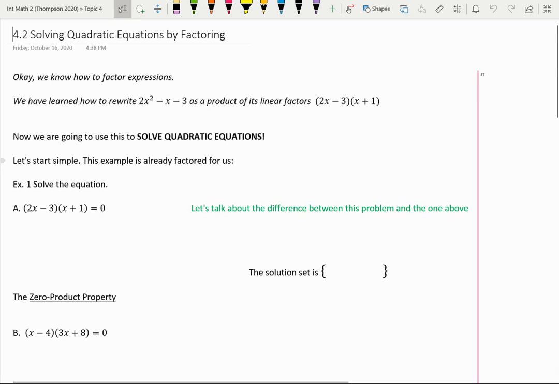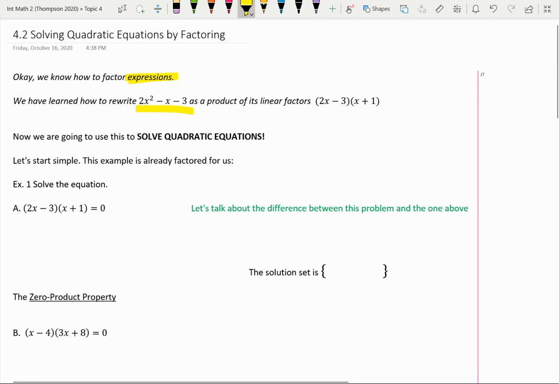So we have been working on rewriting expressions. For example, 2x squared minus x minus 3. That's an expression, not an equation. Today we're going to talk about equations. When we've been talking about expressions previously, we would rewrite this as a product of its linear factors. So the equivalent statement would be x squared minus 3, quantity squared times x minus 1. Those are the same. They're equivalent.